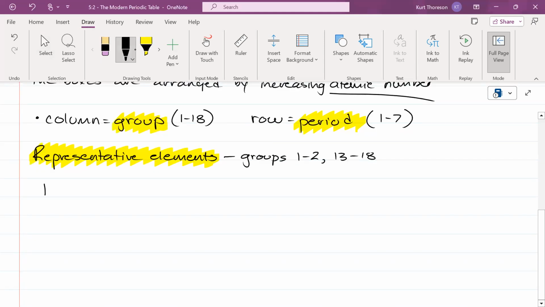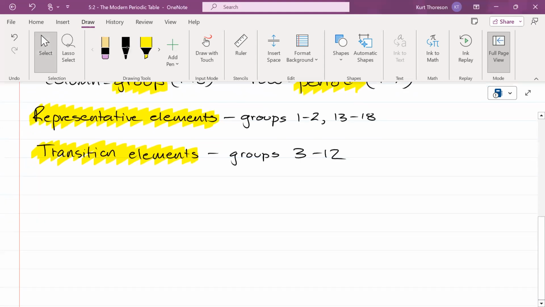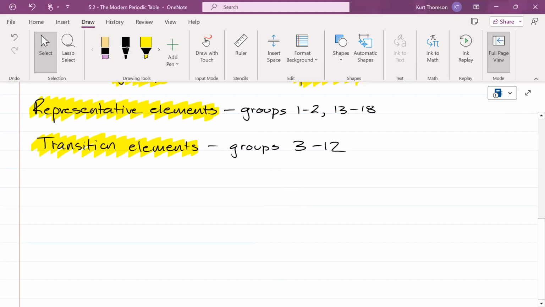Then we have transition elements. These are going to be groups 3 through 12. So what block is that? That's the D block, the metals. Okay. Any questions so far?